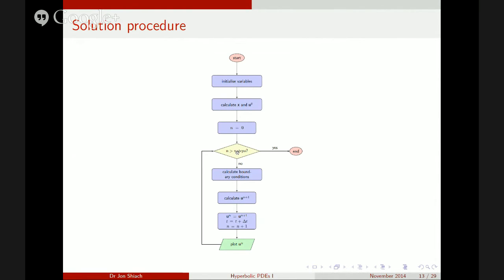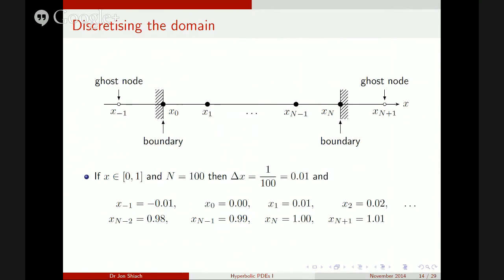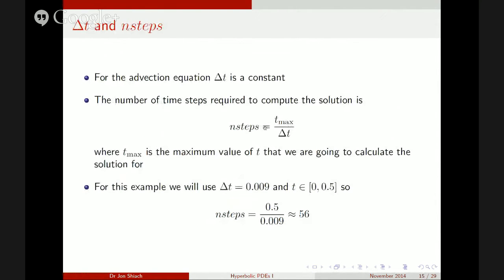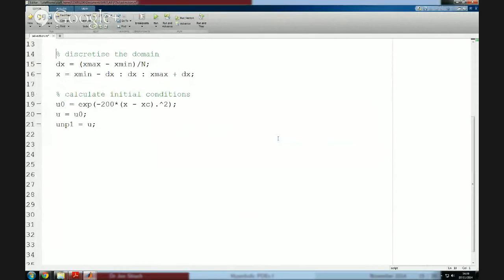So our time step is 0.009. Okay, I want to get up to a half. So the n steps, n steps is simply the time you want to iterate to divided by the time step. If I do that in the code, I'm going to march the finite difference scheme through time. So n steps is equal to t max divided by dt.